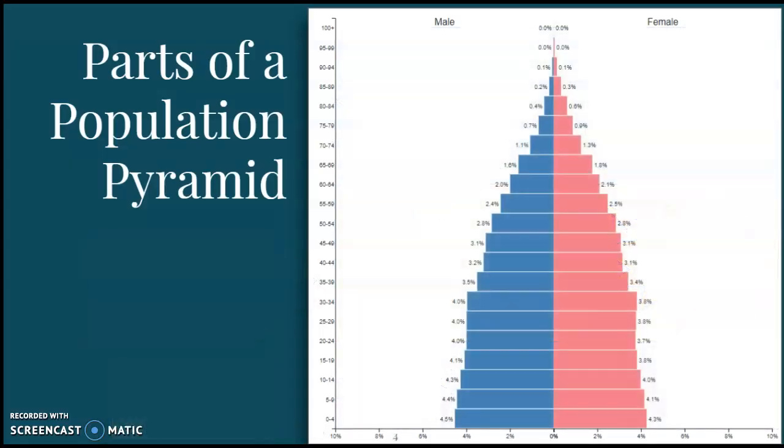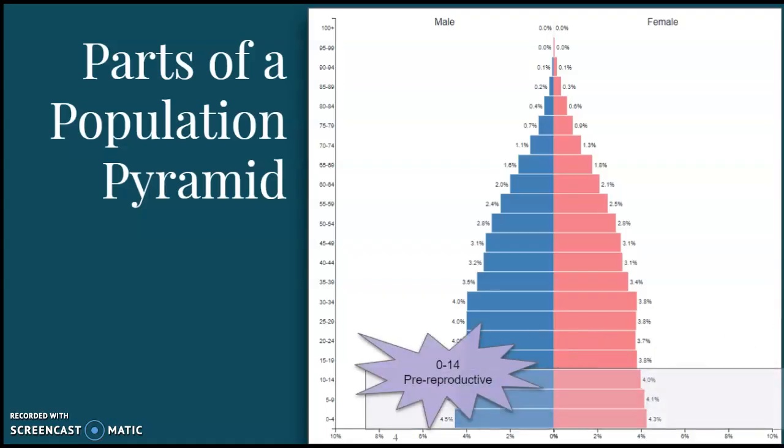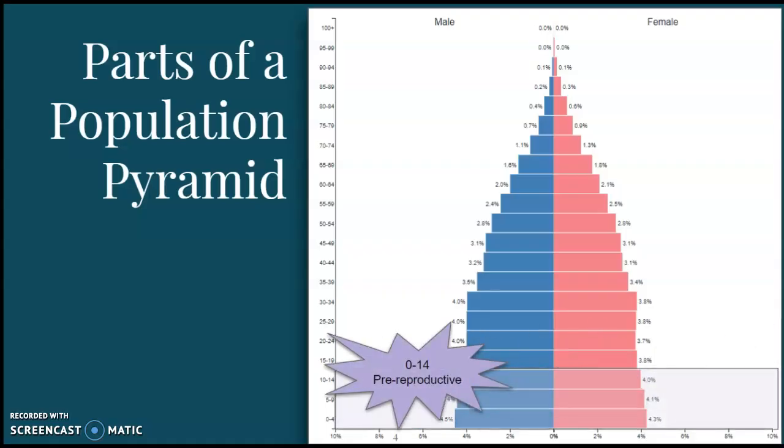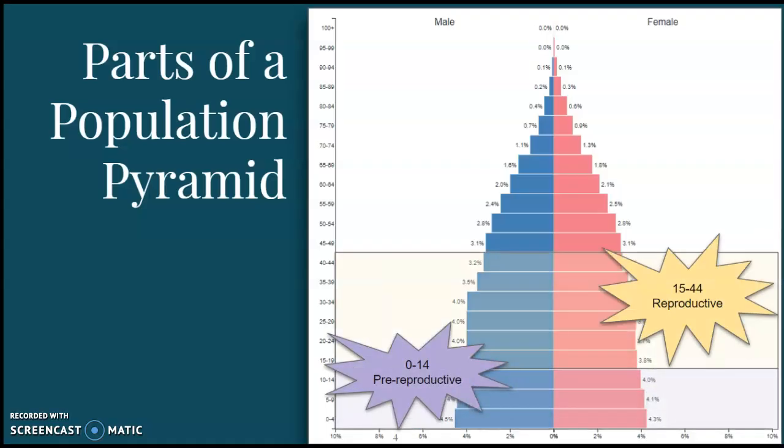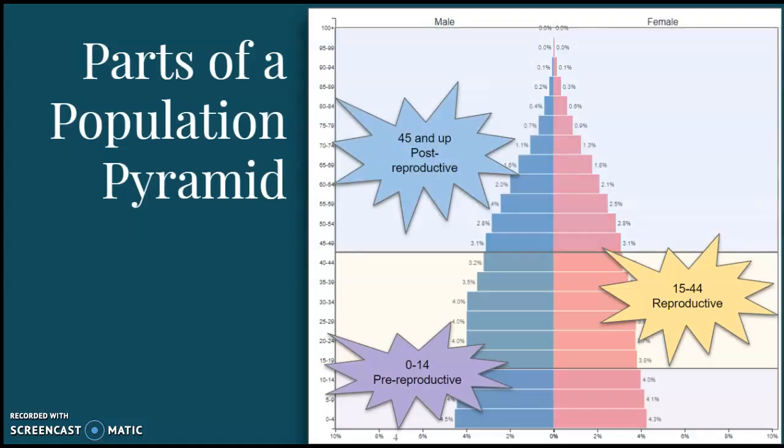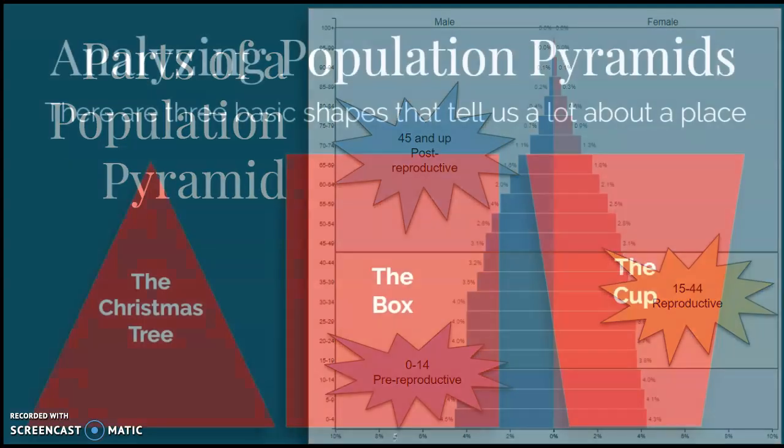We can also divide it vertically based on who's having kids. And so we have the 0 to 14 pre-reproductive. The 15 to 44 reproductive, those are the ones that are generally having children. And then 45 and up, post-reproductive.